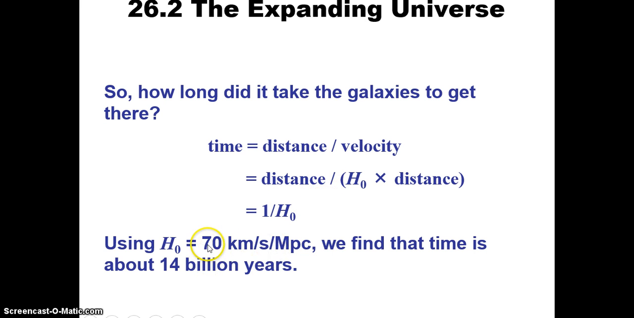And so if you work it out, using H without any other considerations for right now turns out to be about 14 billion years, which, by the way, is not too far off the accepted value of 13.8 billion years. And we'll see how we get to that number in a little bit.